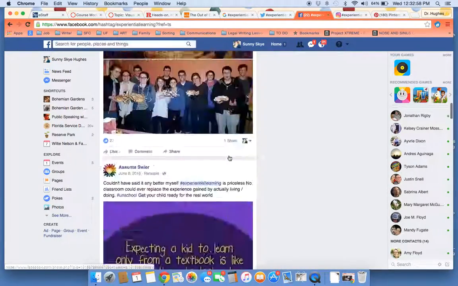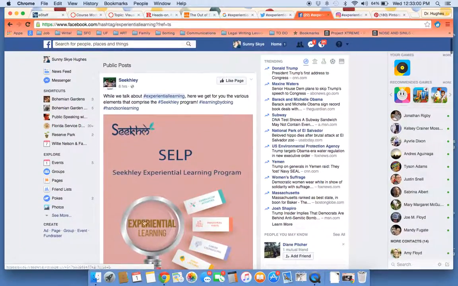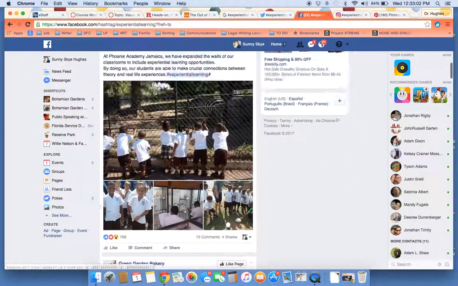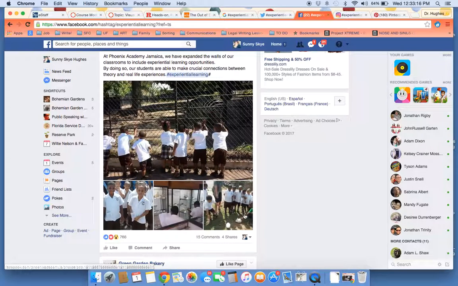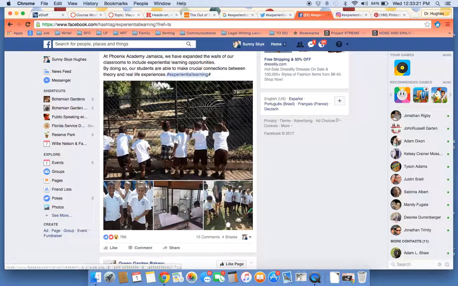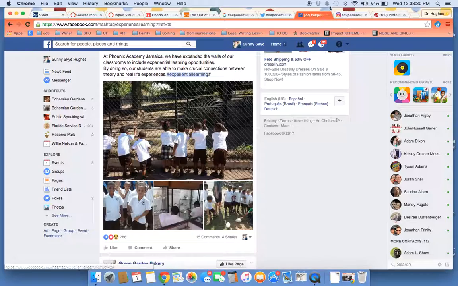I'm then going to look at the use of experiential learning on Facebook, and I was really drawn to this image of students in Jamaica that are visiting a zoo to learn about animals and biology. Again, this is something these kids will remember their entire life, and it allows them to really make a connection with the animals that are the inspiration for their studies in biology. I might use this again to talk about my second main point of how experiential learning is a learning style for people of all ages.